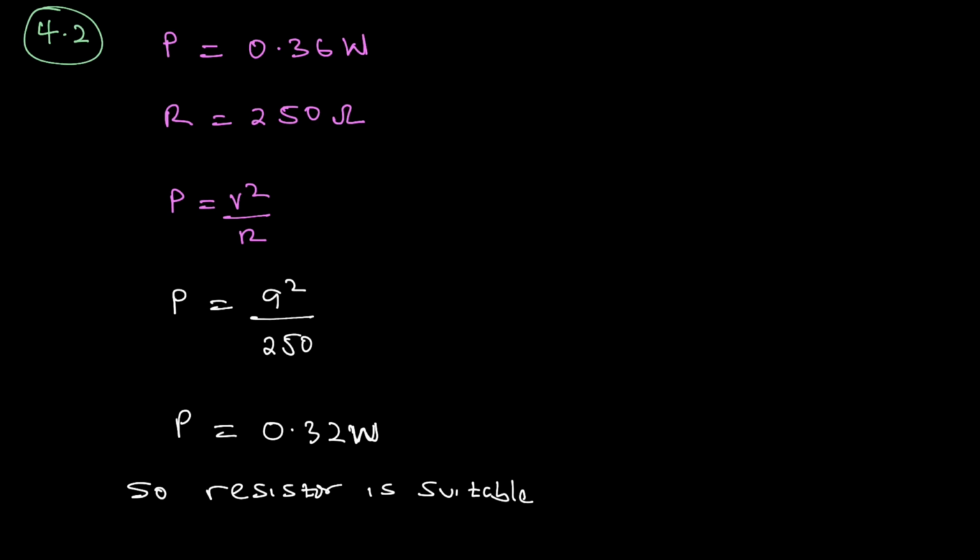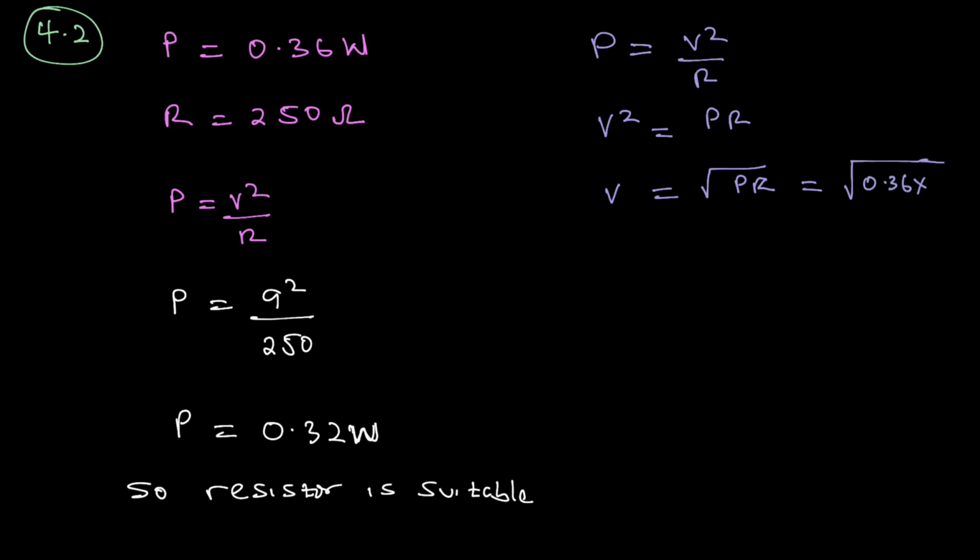Another way of doing this is to find V, because we know P equals V squared over R, therefore V squared equals PR, which implies V equals root of PR, and that will be equal to root of 0.36 times 250, and therefore V equals 9.5 volts. So 9.5 volts is the dissipated voltage, but the actual voltage is 9 volts, which is the voltage that is available. So this will not dissipate at 0.36 watts.